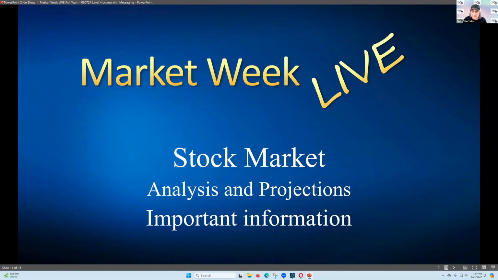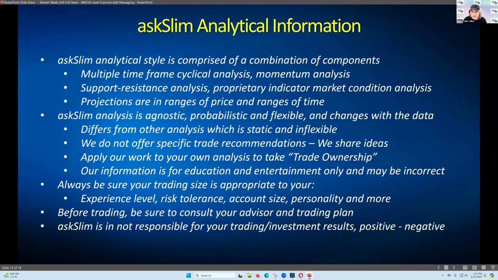This is the stock market analysis and projections. Important information I'm going to share with you right now. Make sure you read this slide. It tells about our approach to the markets, and it also talks about you using our information and the importance of you taking ownership of your own trades.